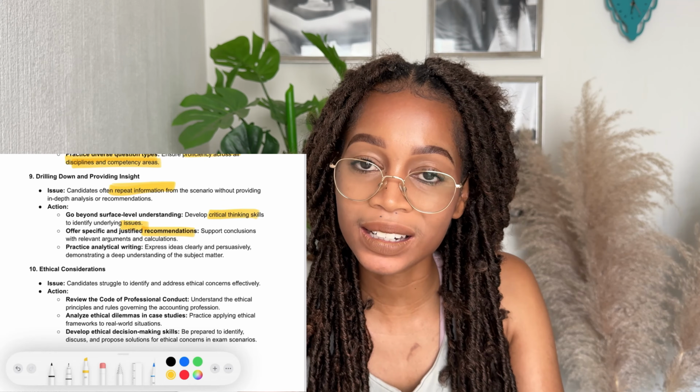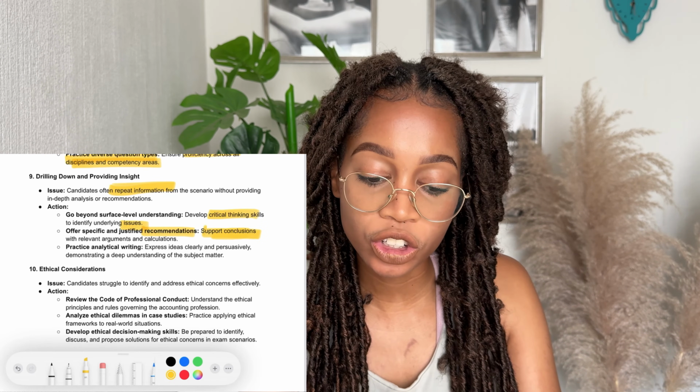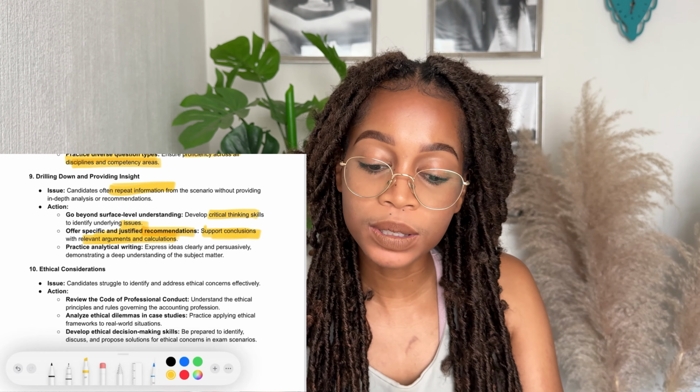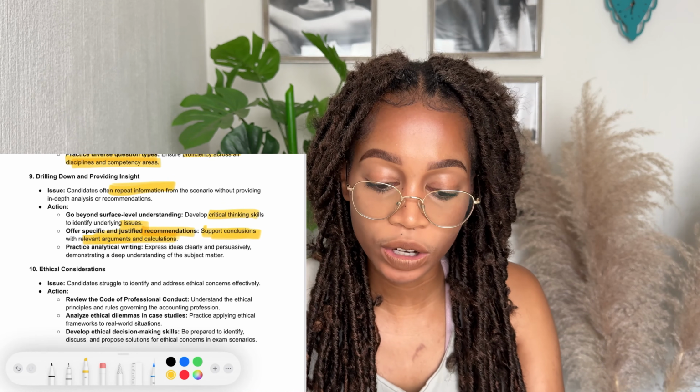If you're going to recommend, why? Support that conclusion and the argument and the calculation, and say, I believe this is as a result of, I am saying this because, you know what I mean? So make sure that you are backing up everything that you're writing down.